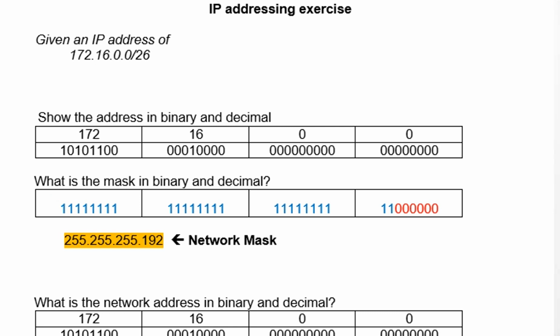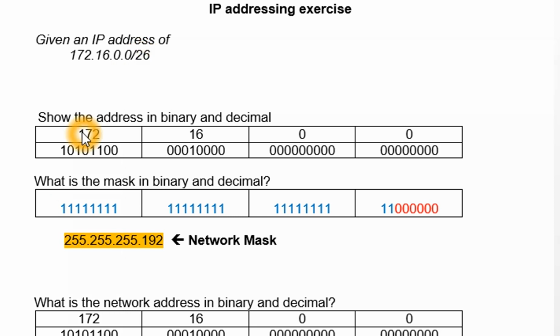In this podcast, I will explain how to calculate the network address, the subnet mask, broadcast address, and range of possible host IPs for a given address. The IP address given here is 172.16.0.0/26. The /26 indicates CIDR notation, which stands for classless interdomain routing.